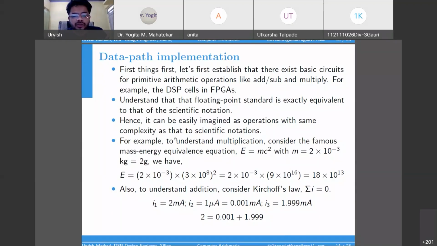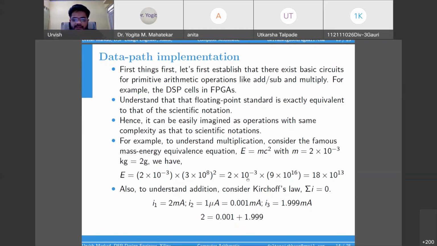Now let us understand how the computer does that. First we'll tackle multiplication. To understand that, let's consider the famous mass-energy equivalence given by Einstein, E equals mc squared. Assume you have a mass of just 2 gram, which is 2 into 10 raised to minus 3 kilogram in SI units. You multiply it with the square of the speed of light, which is 3 into 10 raised to 8 meter per second, again in SI units.